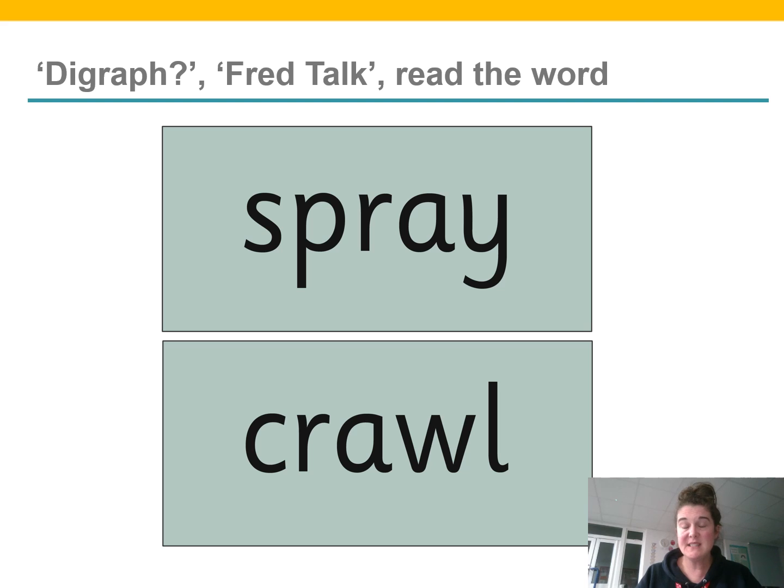Your child will be spotting these sounds in words on green cards, and we go through this in a particular order. We start by asking the child digraph, is there a digraph in this word? And asking them to say it. So in the case of the top word, it's A. Then Fred talk, which means they are sounding out the words, so they are going A. Then read the word, spray. So it goes digraph, Fred talk, read the word. Digraph, A. Fred talk, A, spray.